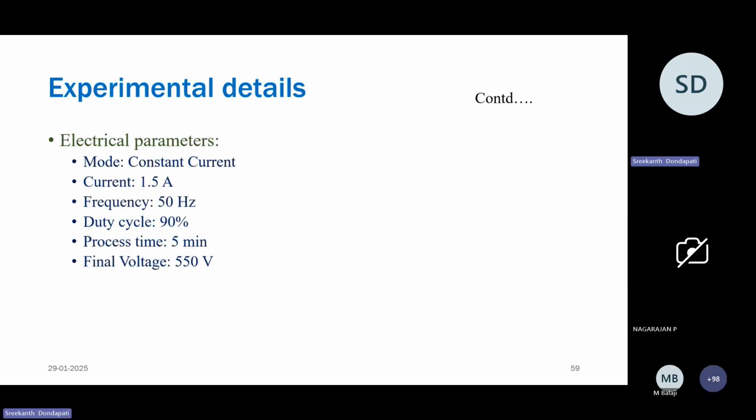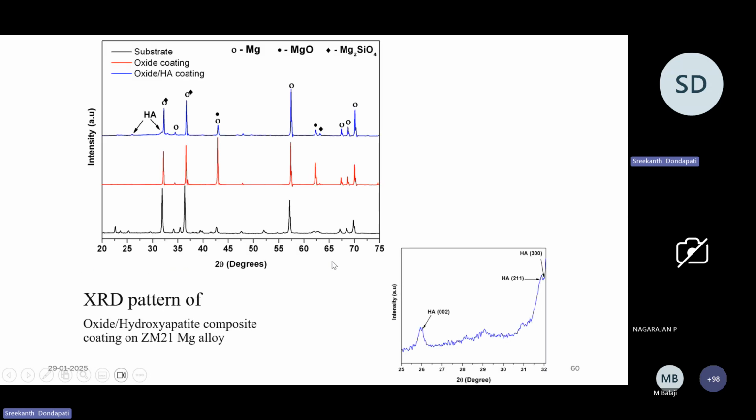And of course, as I told you, we generally use the constant current mode, and the constant current I used is 1.5 amps, and I set the frequency at 50 hertz. Duty cycle is 90% because it's a pulsed DC, which means on time is 90% and off time is 10%. Process time is just 5 minutes, and the final voltage was 550.